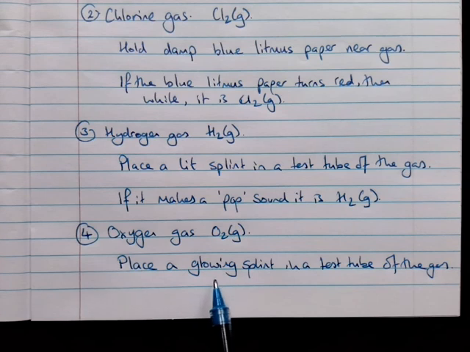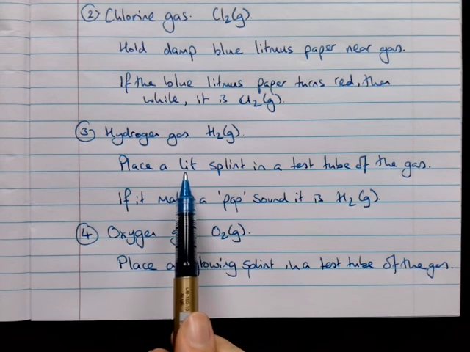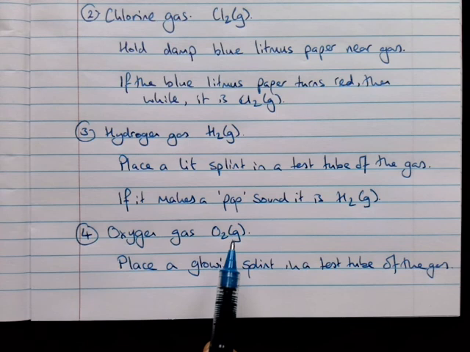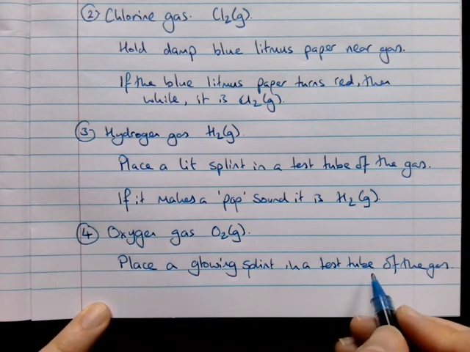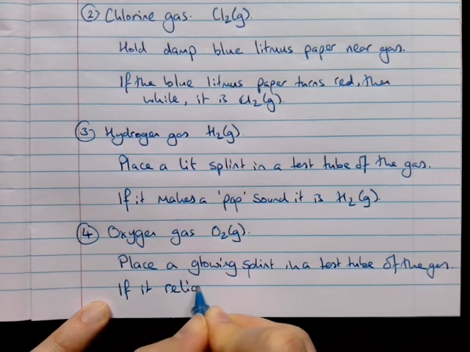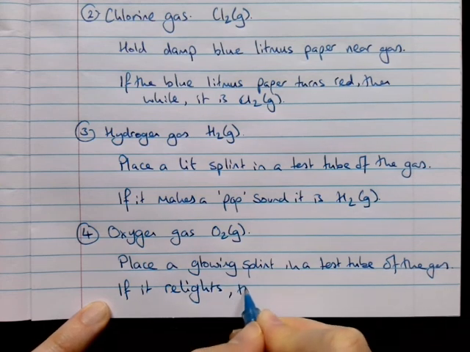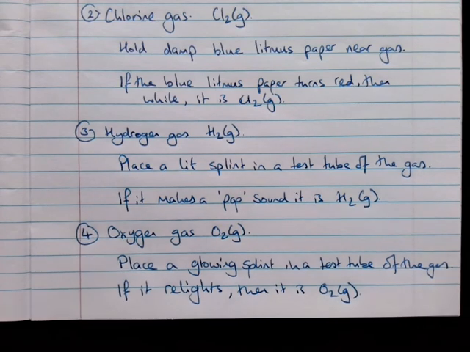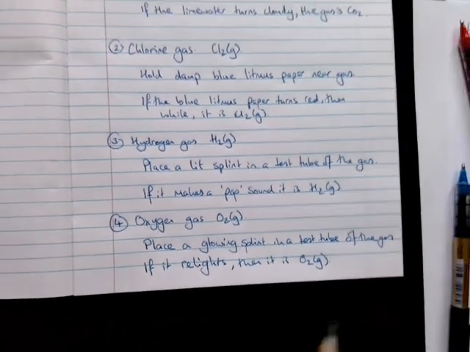Okay, what I mean by a glowing splint is you light a splint like we did with the hydrogen, okay, and then you blow it out so that the flame goes out, but there's still some red glowing parts of the wood. Okay, so we place a glowing splint in the test tube of the gas, and then if it relights, then it is O2 gas. Okay, so you've blown it out, but it's still glowing, and then if it relights, you know that it's oxygen gas. So I can show you a picture of what this looks like.